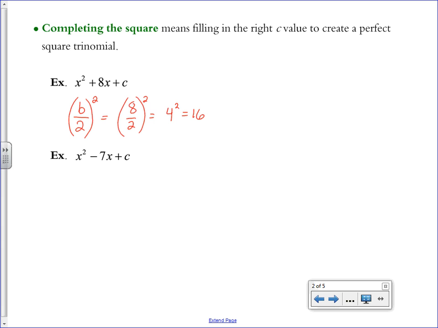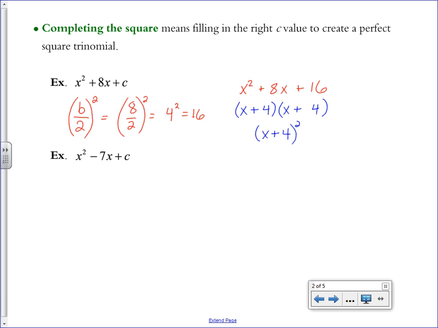Now what you're going to be asked to do is fill in the c value. So you're going to rewrite your trinomial x squared plus 8x plus 16. And then to show that this is now a perfect square trinomial, write it in factored form. If you were to factor this, you should recognize that it's going to be x plus 4, x plus 4. That's why you chose the 16, to make it a perfect square trinomial. And then we can write that as x plus 4 quantity squared.